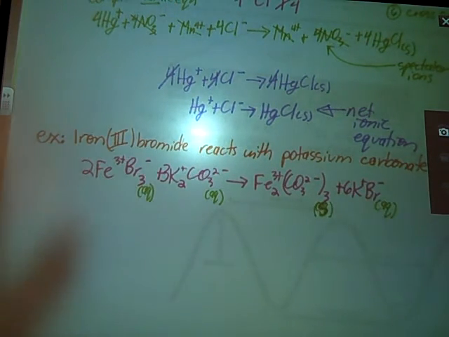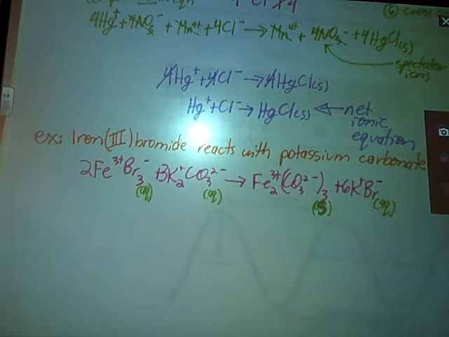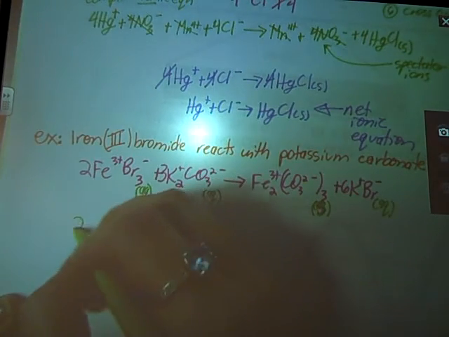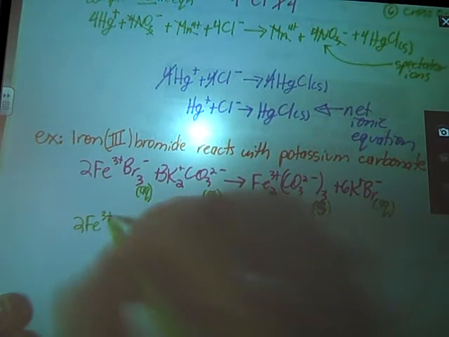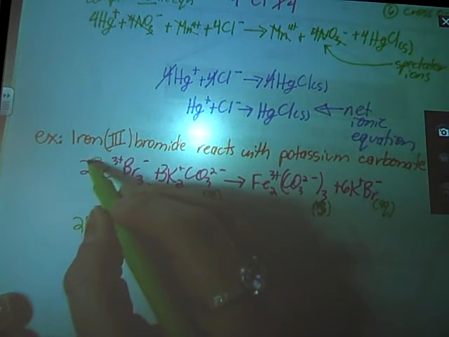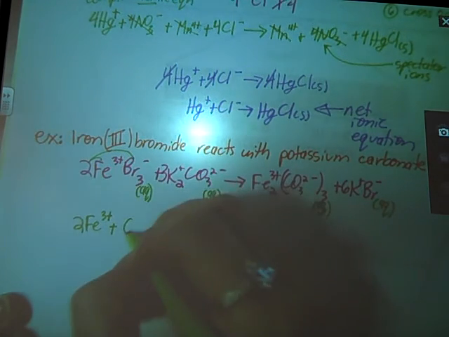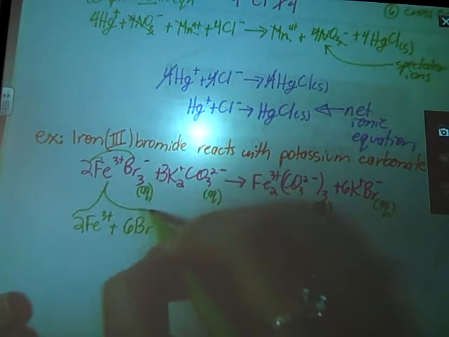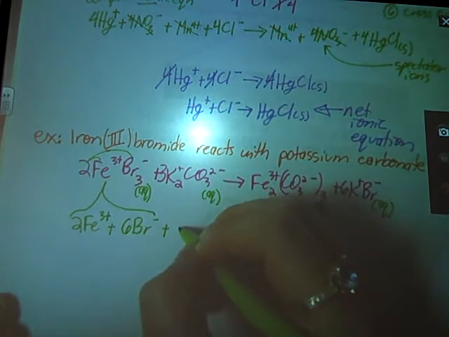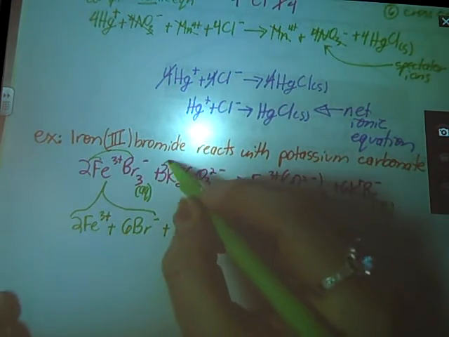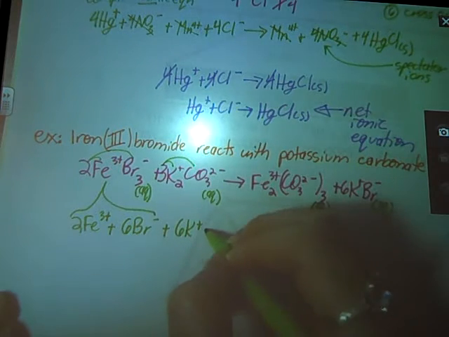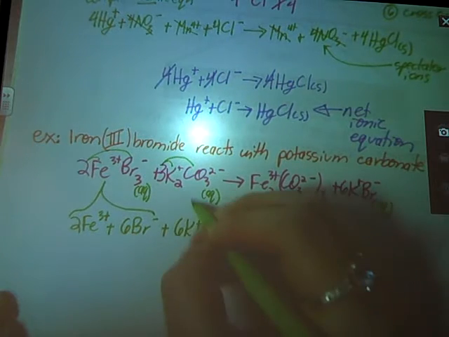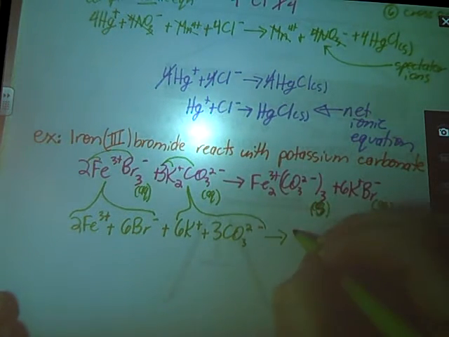Okay. Now let us write the complete ionic equation by breaking everything with an AQ into its ions. Here we go. 2 iron with the charge. That 2 gets distributed over to the bromine as well, so that's 6 Br minus. See if I can help you relate them here. 6 potassiums because that 3 in the front, and 3 carbonates. That took care of one side.